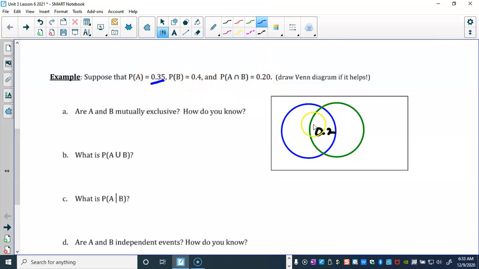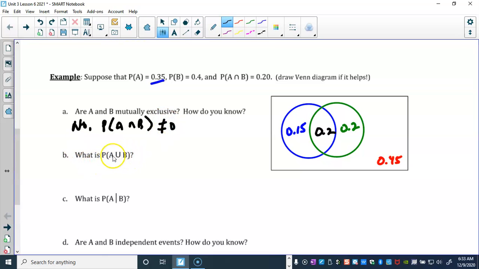So with A being 0.35, that makes only A 0.15. With B being 0.4, that's also going to be 0.2, which is going to make not A and not B 0.45, because that adds up to 0.55. So are A and B mutually exclusive? No. We know because the probability of A and B is not 0.